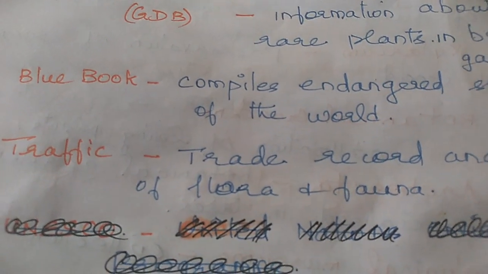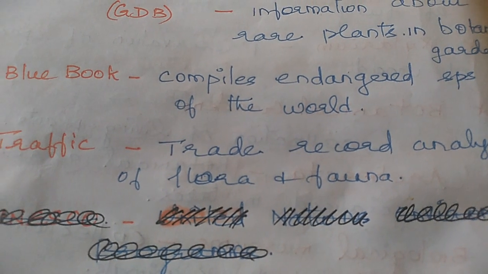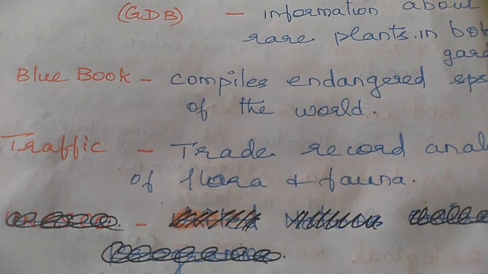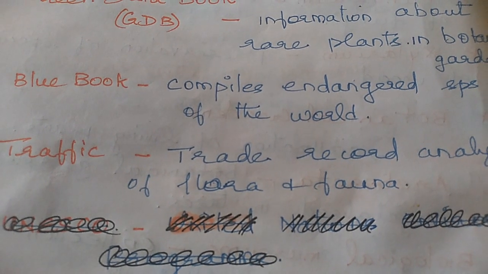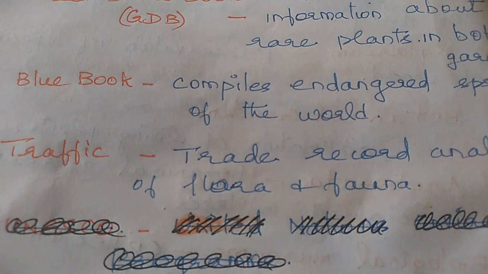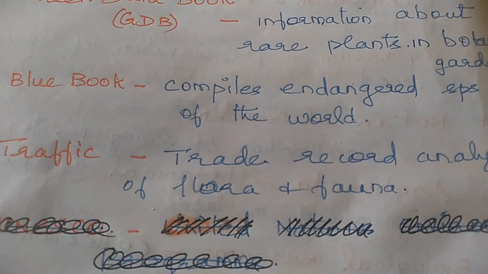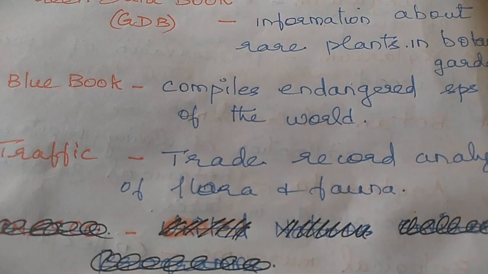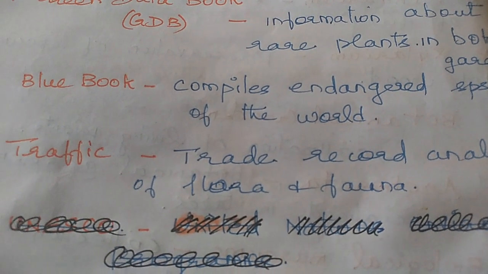The next term is Blue Book. The Blue Book compiles all the details of the endangered species in the world. So again you want to remember this point, no? So just imagine your friend is buying a blue colored book, and his assignment is to collect all the endangered species. So he is collecting all the pictures of the endangered species and pasting in that note.